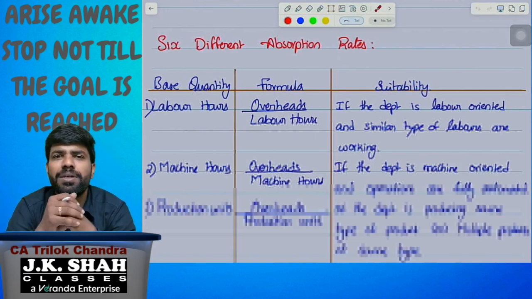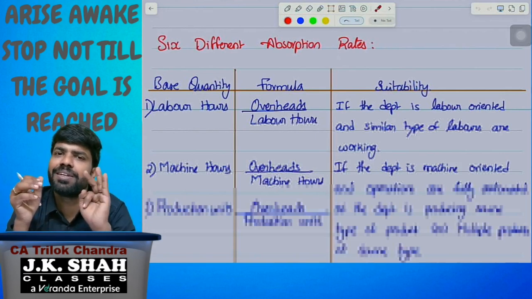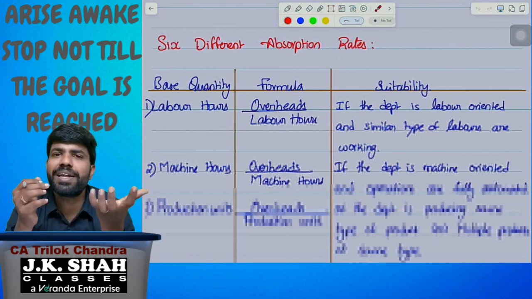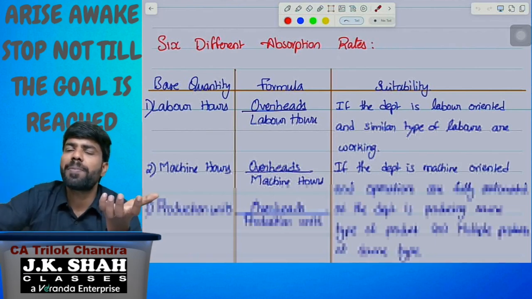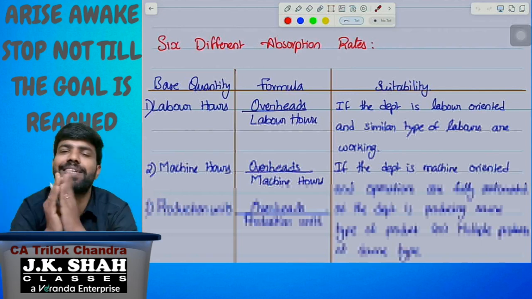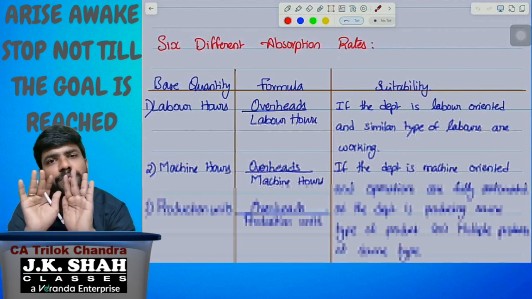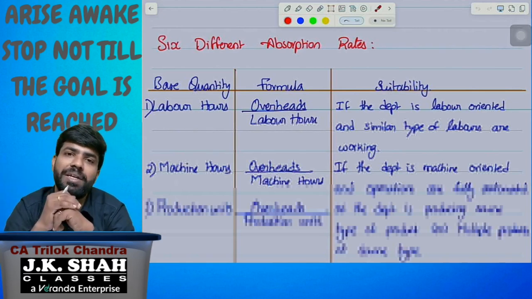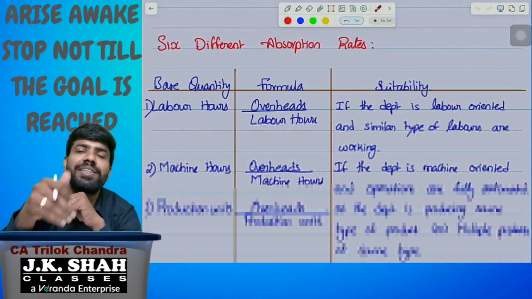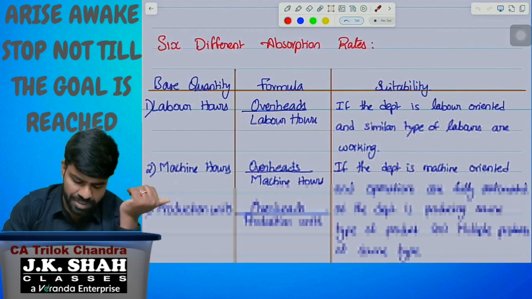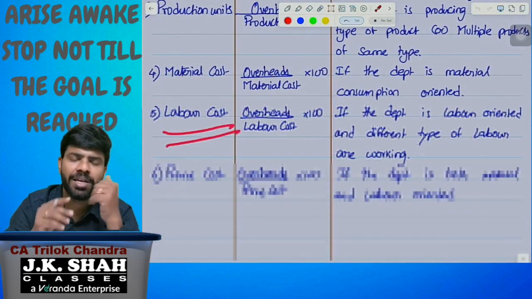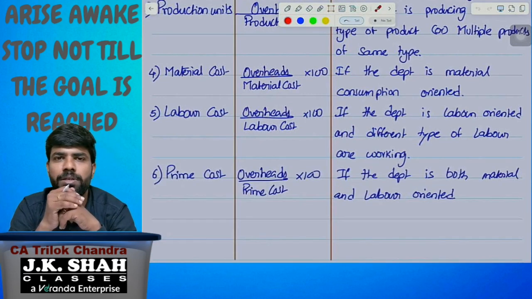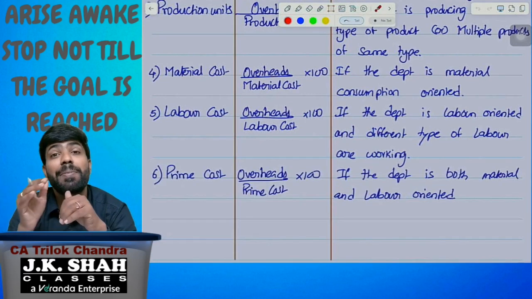What is this similar type? There will be skilled, unskilled, semi-skilled, grade A, grade B labors. There will be different categories of labors. We can take labor hours when the same type of labors are working. Skilled means only skilled. Unskilled means only unskilled. Sir, if different types of labors are working in the labor department, which method will we follow? The labor cost method. When the same type of labors are working, labor hours. When different types of labors are working, labor cost.